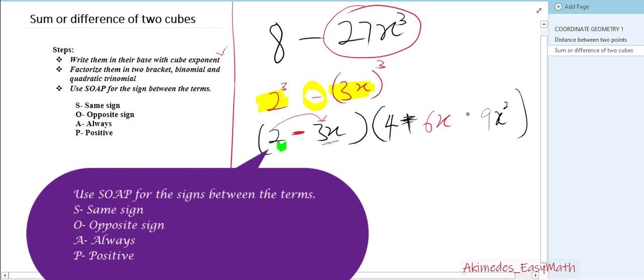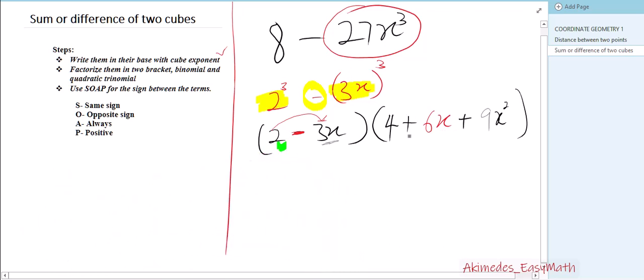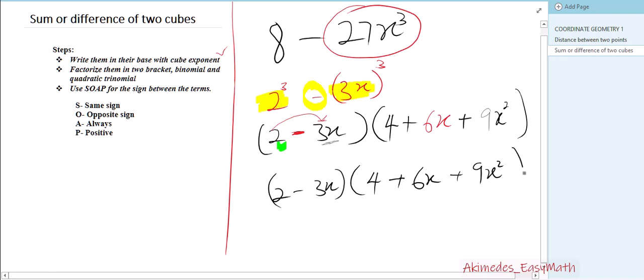We think of the other sign here, and the other sign says always positive. So here is always positive. And that is it. You are done with the factorization of 8 minus 27x cubed. That one is 2 minus 3x in a bracket, then 4 plus 6x plus 9x squared. And that is the factorization for that one.